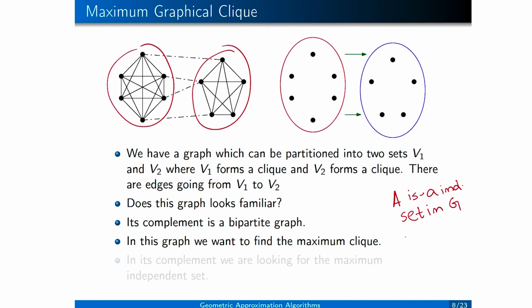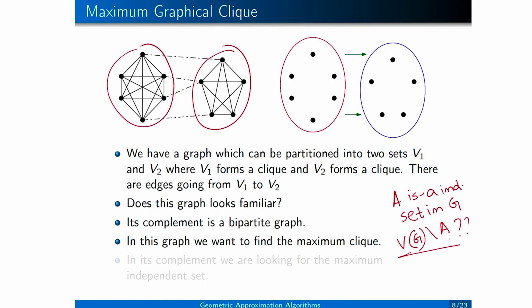My question is, suppose A is an independent set. What is V minus A? V is the vertex set of the graph G. Very good.